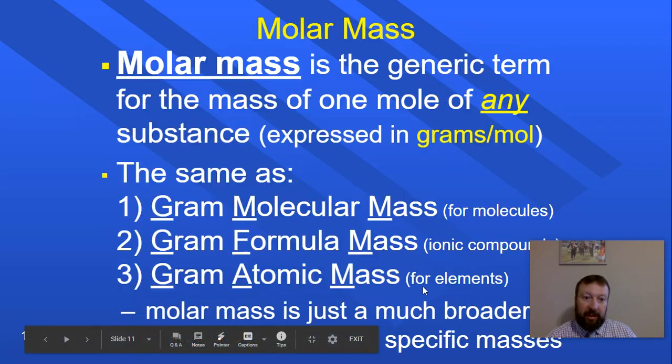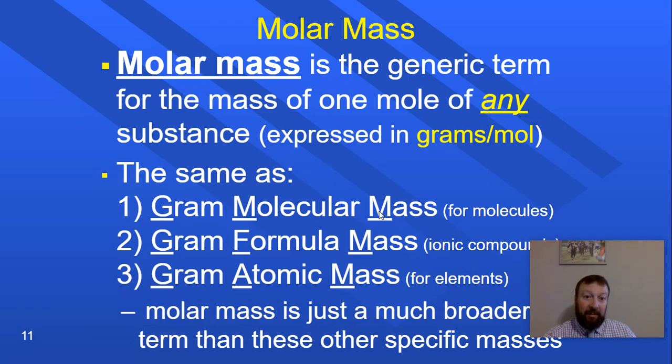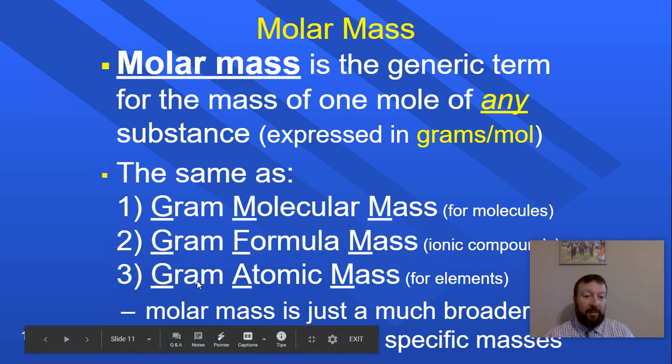I'll give you an example here when we get a chance. Now, they do use different names. If you have questions out of the book, they say gram molecular mass. That's the same thing, and it's for molecules. Gram formula mass is for an ionic compound. And the one that we talked about earlier, gram atomic mass, is when it's only an element. Again, you have those 3 things that we used for representative particles.